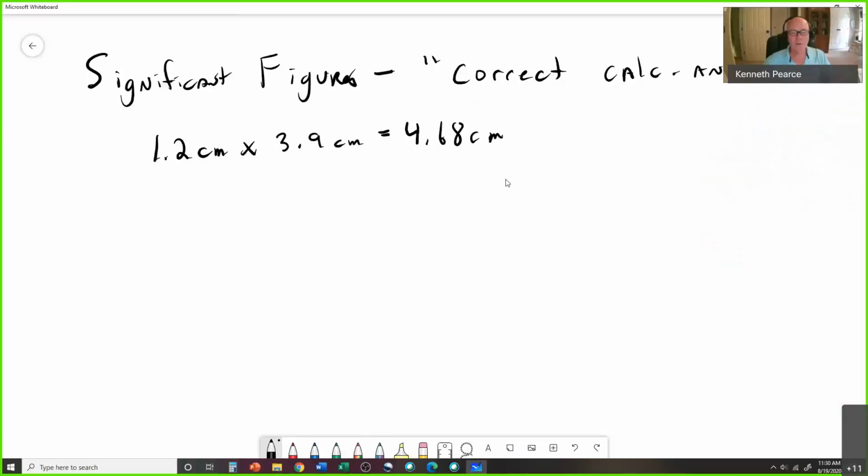All right, so you get this, and this is a calculator answer, 4.68 centimeters squared. When I was in your position, calculators had just been invented, believe it or not. They were a wonderful thing, because if you've ever had to do long multiplication and long division, it takes up time. That was a great thing.